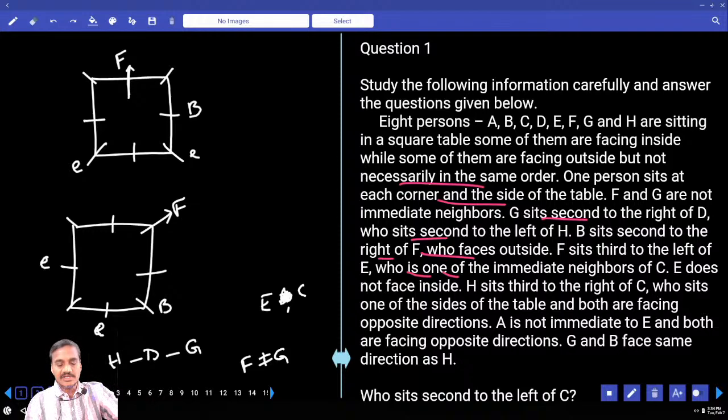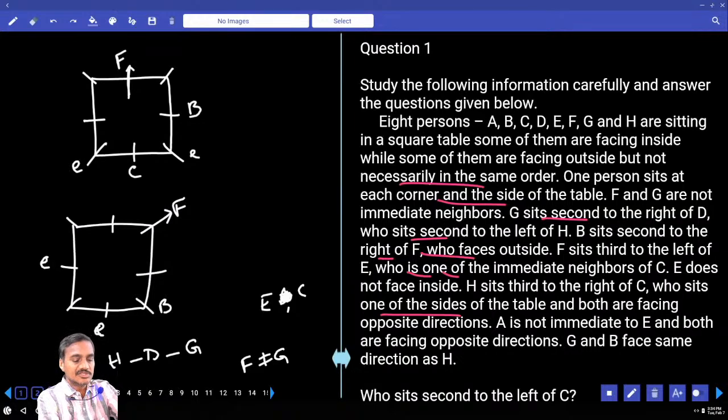Then next one, E does not face inside. Hence E must be away from the center. H sits to the right of C. And C sits at one of the sides of the table. As C sits at one of the sides of the table, and C and E are adjacent to each other, C sits at one of these.